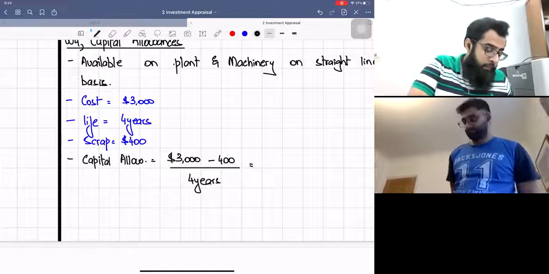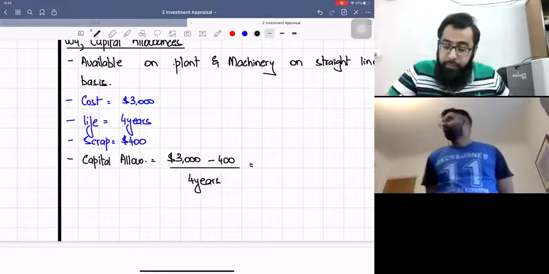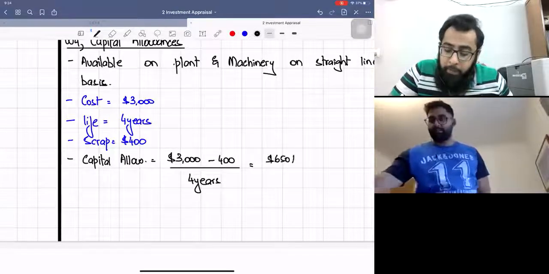So it will be 2,600 divided by 4. It's 650 per year.